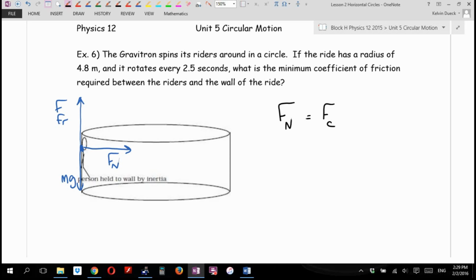Oh, 2.5 seconds? Okay. By the way, at Playland, it's the period that's the easiest to get because you can get that by timing. To try and get the speed, you need a radar gun or something like that. So that's the one you use the most in real life. m4 pi squared r over t squared.